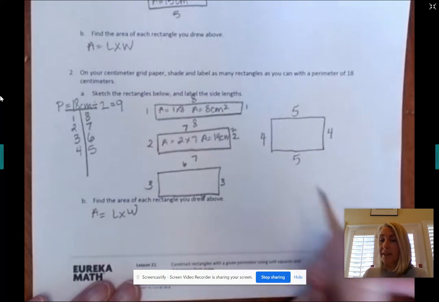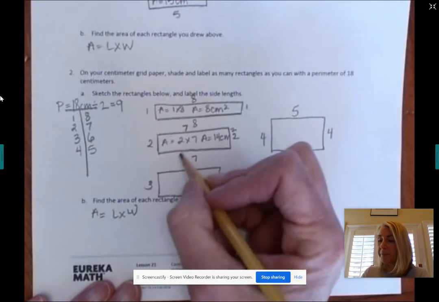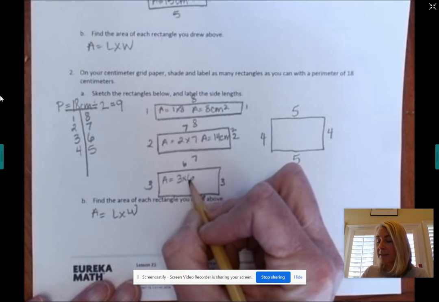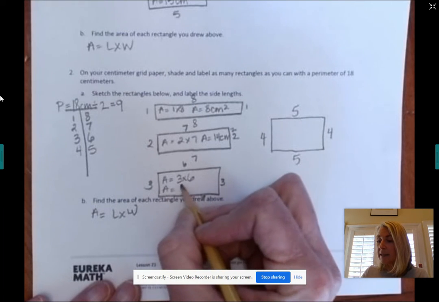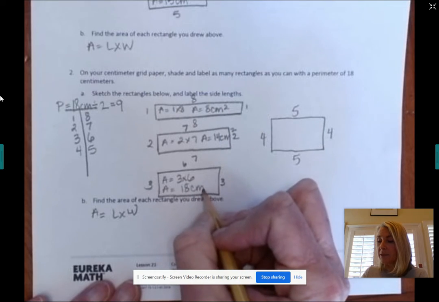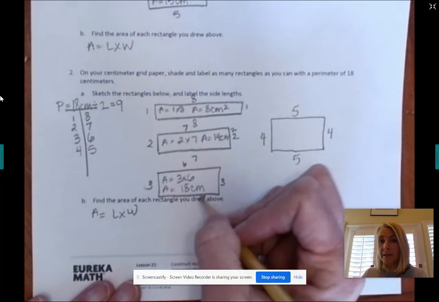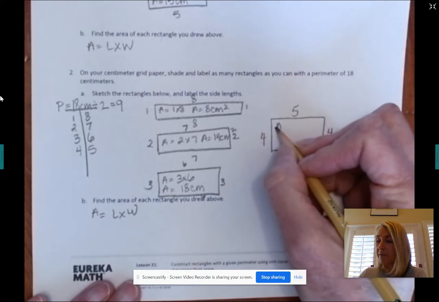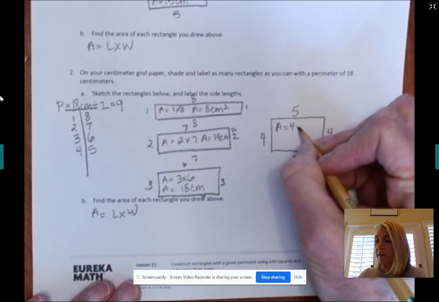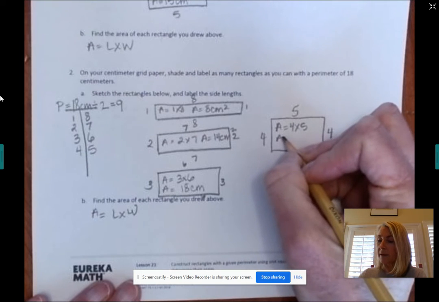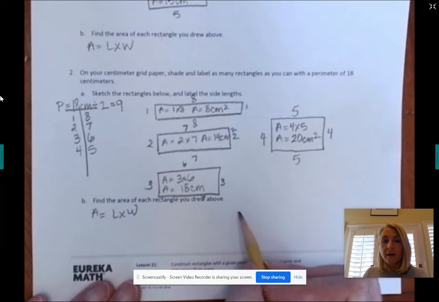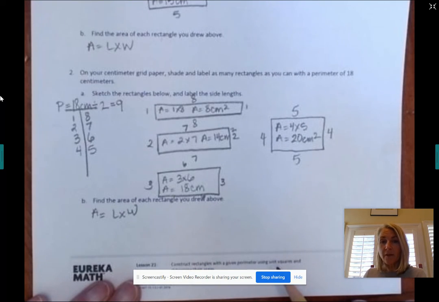Got to keep your work neat if you're going to do it this way for sure. Area here is a 3 by 6. So that area is 18 centimeters squared. And we're getting larger in our areas here. And then here I have a 4 by 5, which equals 20 centimeters squared. All right, so we've done all of the above.